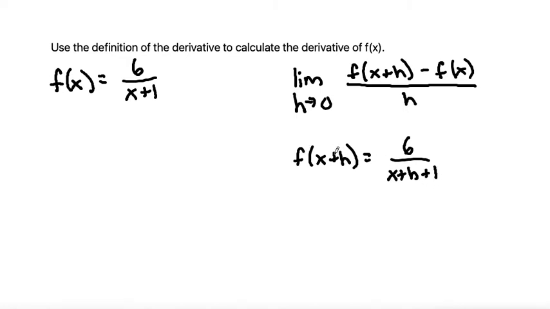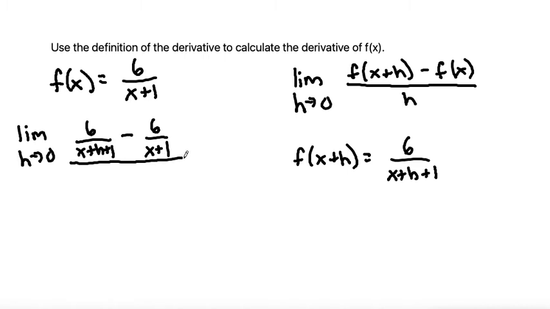Once I find my f of x plus h, I want to simplify this function as much as I can before I plug it into the overall definition of the derivative. But in this problem, we don't have any terms that we can combine on the bottom. I think this is pretty much as simple as it's going to get before we plug it into the definition. So plugging into the definition, let's do the limit as h approaches 0 of our f of x plus h, which is what we just found, 6 over x plus h plus 1, and then minus f of x, which is just the exact function that we were given, 6 over x plus 1, and then we divide all of that by h.